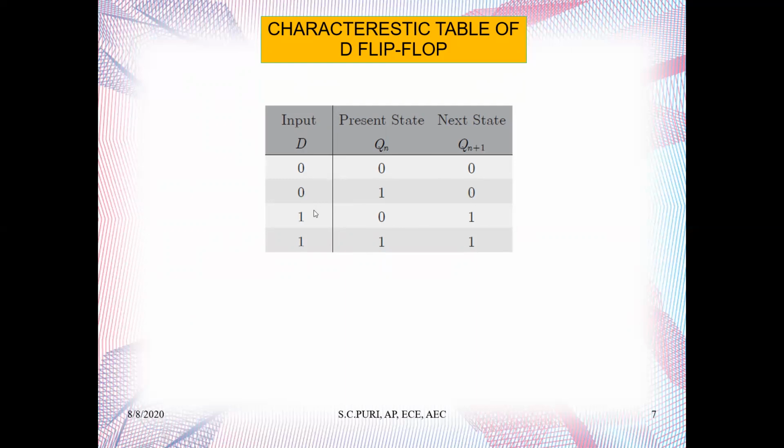But suppose D is 1 and the present state is 0, the Qn+1 or next state will be 1. It will simply follow the input. So if you are giving 0 volt here, you get 0 volt, and if you are giving 5 volt, definitely 5 volt will occur across the output. So simply the output will follow the input. The only thing signified here is the delay factor, which is equal to the propagation delay of the flip-flop, and that is the significance of the delay flip-flop or D flip-flop.